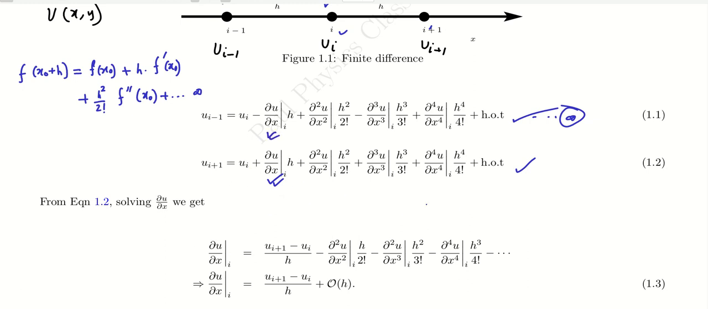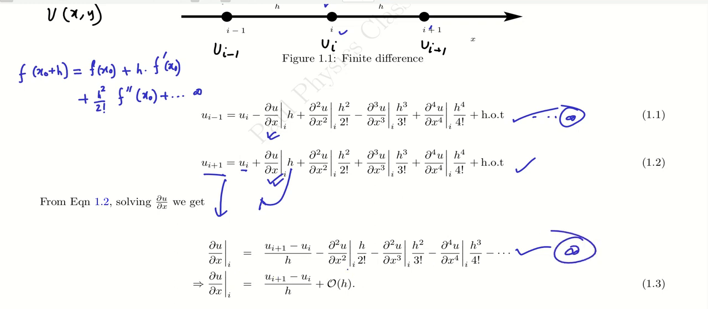The first way is solving for del u del x from equation 1.2. That means from this equation we can write del u del x computed at point i as u i plus 1 minus u i divided by h, and the rest of the terms are there. That means minus, minus, minus, all the terms up to infinity.